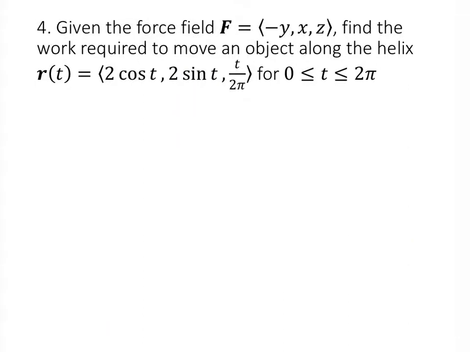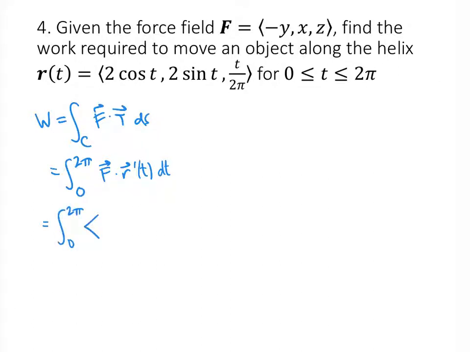Last one, here we have a force field F equals negative y comma x comma z, and we've got a parameterization that's given to us. So all we have to do is figure out the r prime vector, and then our work will be the integral over C of F dot T ds, which in this case is the integral from 0 to 2 pi of F dotted with r prime of t dt.